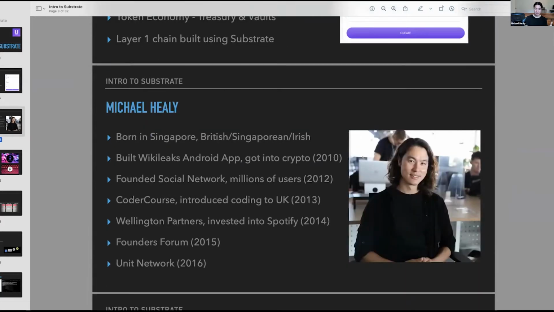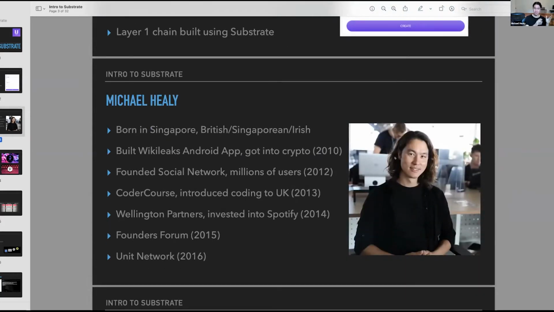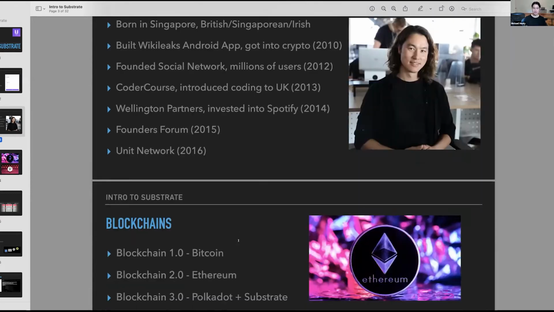A bit of background on myself, as Stefan introduced earlier. I'm originally from Singapore, half British and Irish. I got into crypto in 2010. I built the Wikileaks Android app and helped with lead fundraising there, using Bitcoin. I started a social network with a few million users, launched a coding school, and also helped introduce coding into the UK curriculum. I worked with one of the top venture capital firms in Europe, which invested in Spotify. I worked for the Founders Forum, the leading conference network, and I'm one of the co-founders of Unit. A few of my co-founders are here today, and I'm really excited to speak about it.